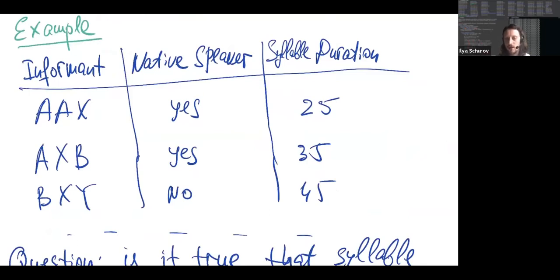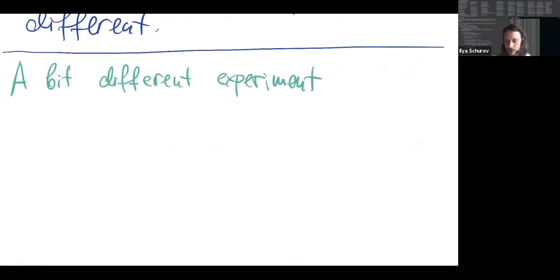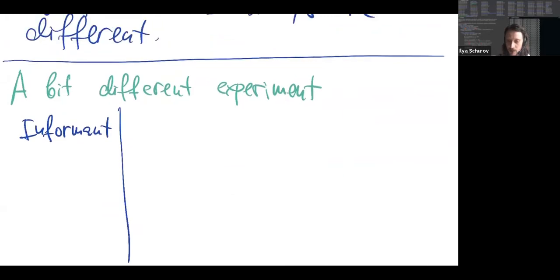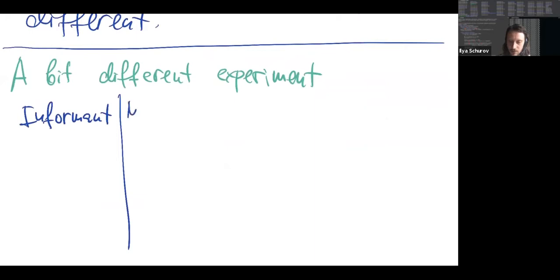Maybe I even just ask the informant to pronounce some text, some free text. For example, it can be some kind of interview where I ask the informant to discuss some topics, and then I extract the syllable duration of the syllable that I'm interested in. And now I have a bit different table. I have informant again, and for this informant I have information about nativeness, native speaker. And again, I have syllable duration.